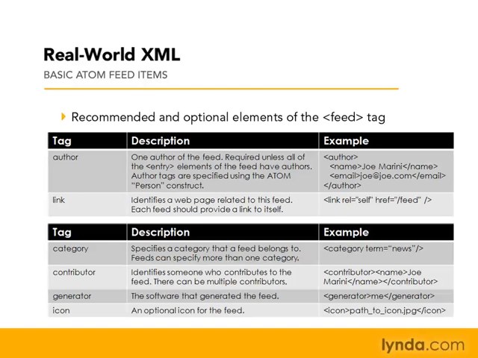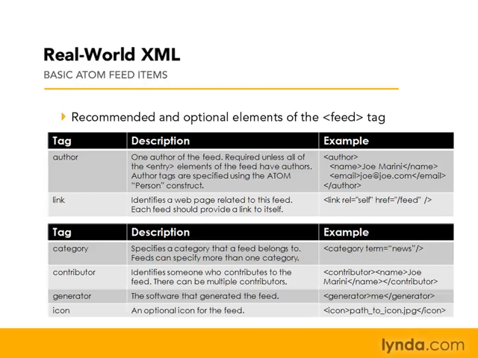The link tag identifies a web page that's related to this feed, and every feed should provide a link to itself. And you can see over on the right-hand side there, I've provided an example link. And we'll see this in action later. Moving on to the optional elements, the category element specifies a category that the feed belongs to. You can have more than one of these. The category basically contains a term attribute, and inside the term attribute, you specify the category that you want your feed to belong to.